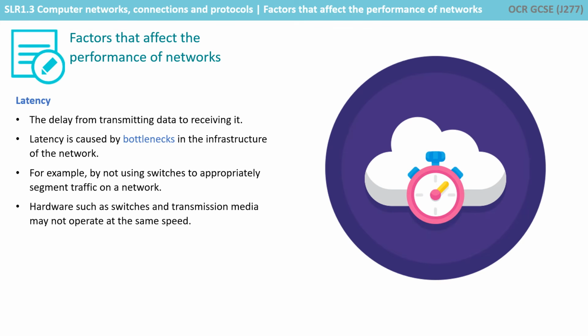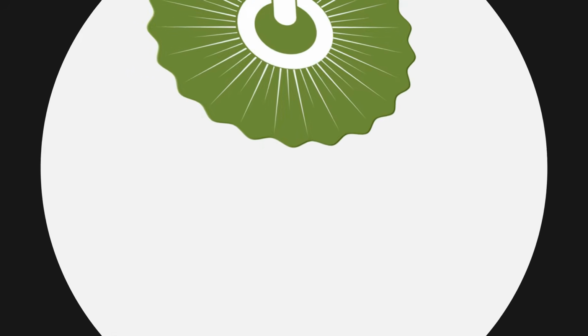The final factor to consider is latency. This is the delay from transmitting data to receiving it. Latency tends to be caused by bottlenecks in the infrastructure of the network, for example, by not using switches to appropriately segment traffic on a network. Hardware such as switches and transmission media may also not operate at the same speeds.